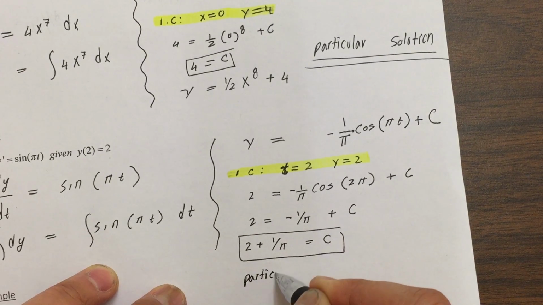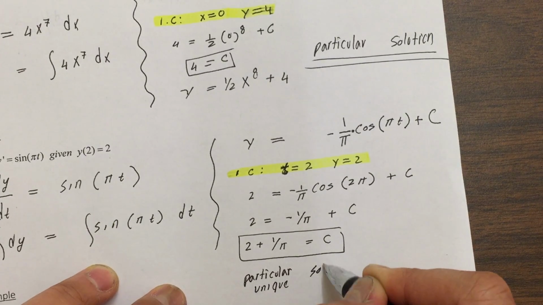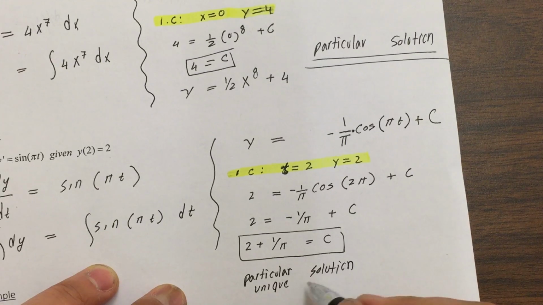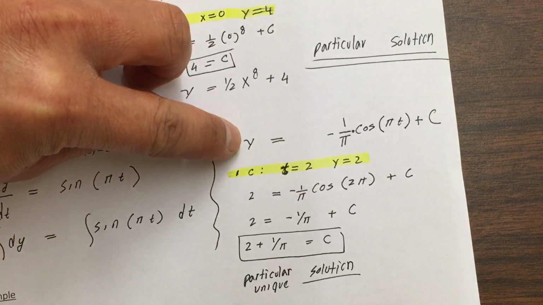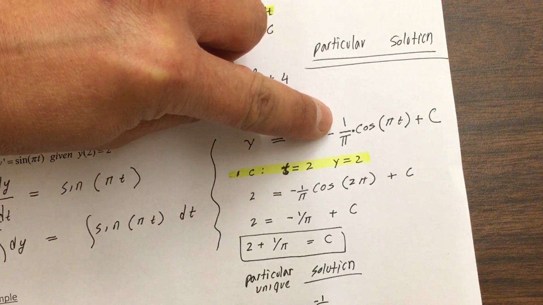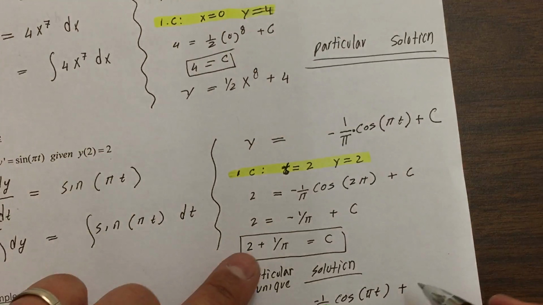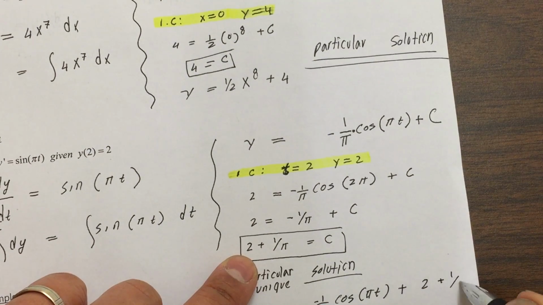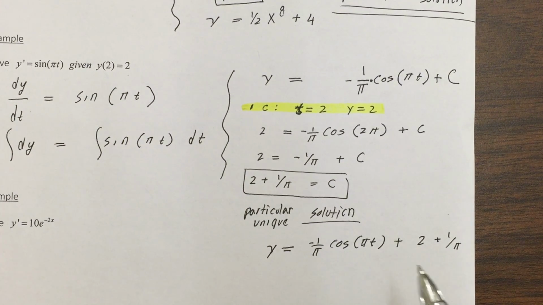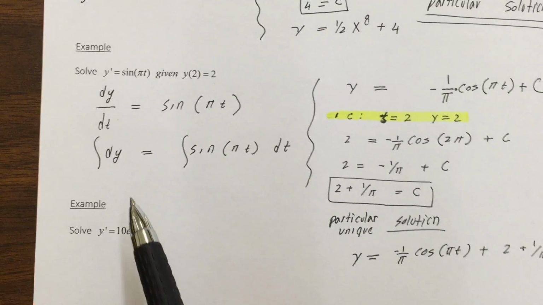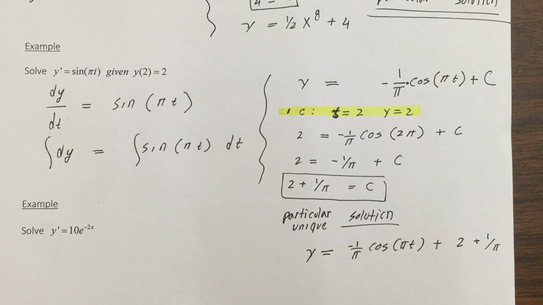particular, another word for particular is unique solution. So our particular solution, our unique solution, is y equals cosine of pi t, and then we fill in the c value, which is 2 plus 1 over pi, and we're done. Now if you want to verify, you can always take the derivative and you will get that. Okay, very good.